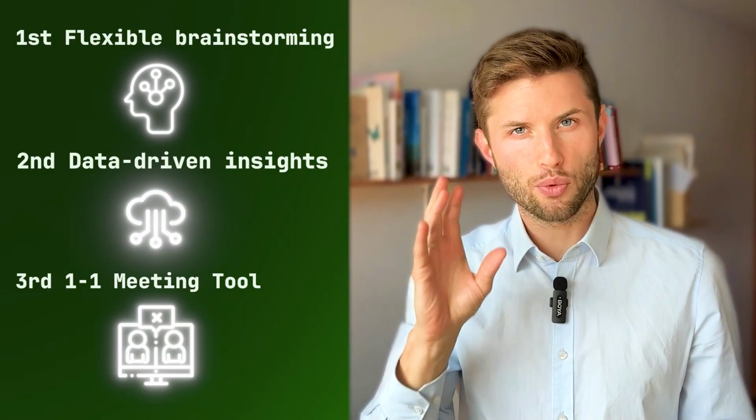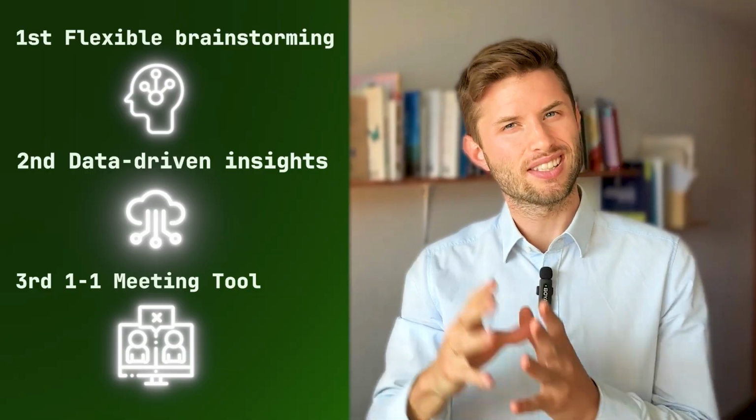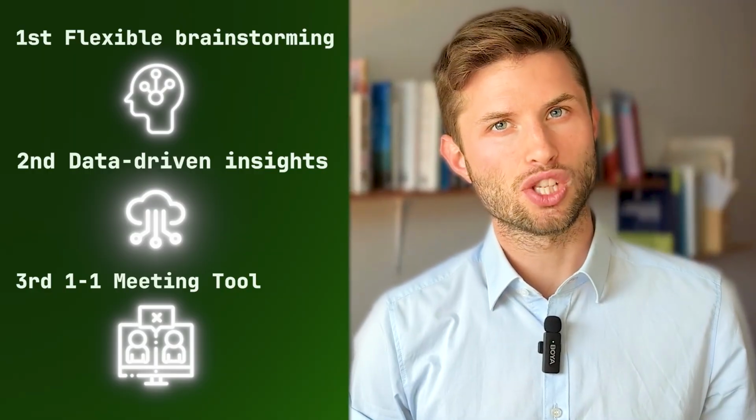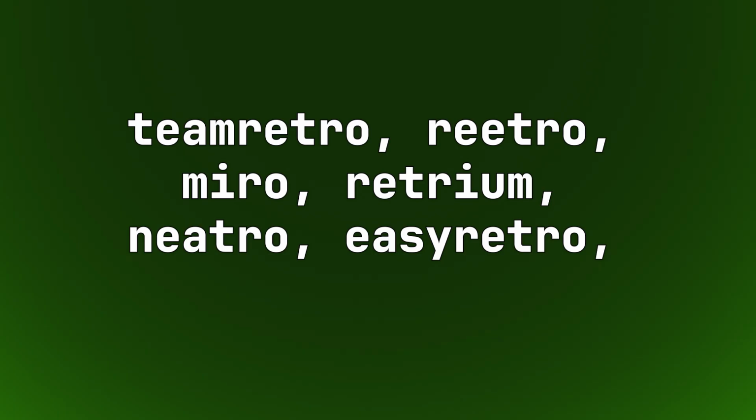So these 3 points are the reasons why I would always recommend at least trying out Echometer in case you are interested in using Parabol, Trello or Jira as retroboard, or other retrospective tools like Team Retro, Retro, Miro, Retriometro, Easy Retro, Metro Retro. Man, there are so many out there.